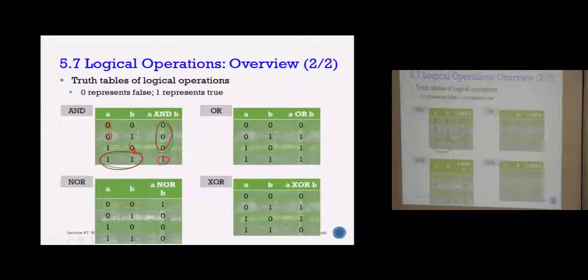For the OR gate, as long as you have a 1 in the input, the output will become 1. The NOR is the complement of the OR. And exclusive OR is what? As long as the two inputs are different, the output is 1. So these are the main logical operations that you will frequently use in your code.